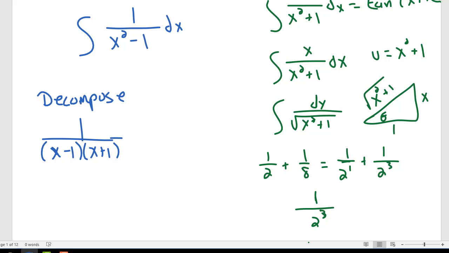What we're going to do in essence, if we take 1/8, is ask ourselves, what two fractions do I add to get 1/2?